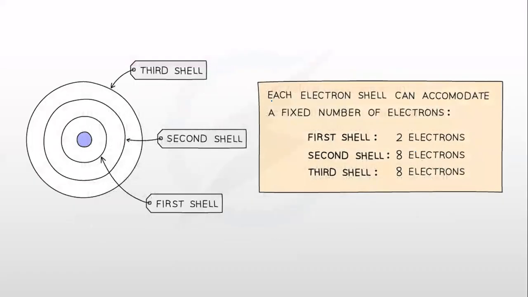Now, for example, ये हमने अभी तक देख लिया, each electron shell can accommodate a fixed number of electrons. So we have the first shell, the second shell, and we have the third shell. First shell में हमने देख लिया maximum कितने electrons आ सकते हैं? 2 electrons. Second shell में कितने आ सकते हैं? 8 electrons. And in the third shell, we also have 8 electrons.